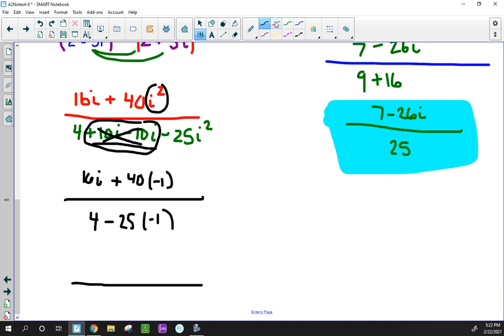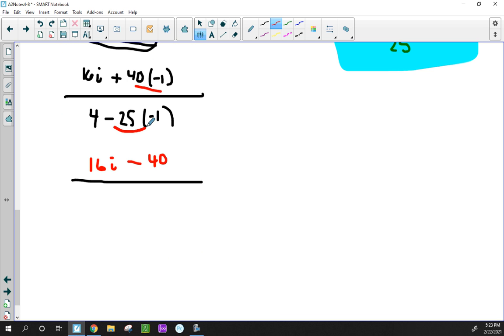Back to the top. We multiply 40 times negative 1. So we're going to get 16i minus 40. Obviously these are not like terms, so we can't do anything else on top. We go to the denominator, and we notice multiplication always comes before addition. We have 4, and then we have a negative 25 times a negative 1. Negative times negative is positive, and 25 times 1 is 25. And then the last thing I do is make sure that I combine the denominators. So I'm going to get 16i minus 40, and then on the bottom it's going to be 29.